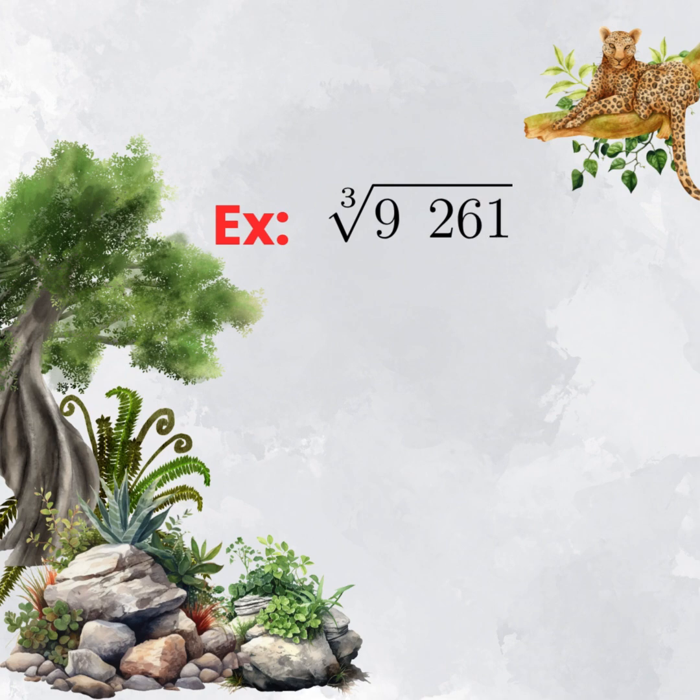In this example, we need to calculate the cube root of 9,261. To estimate this number, we separate it into 3-digit groups from right to left. So, 9,261 is separated into 261 and 9.